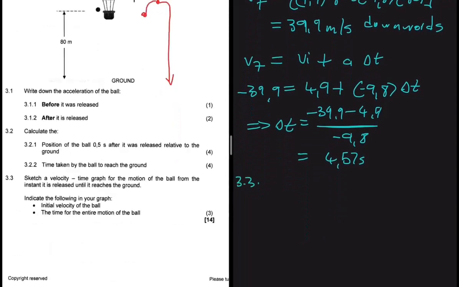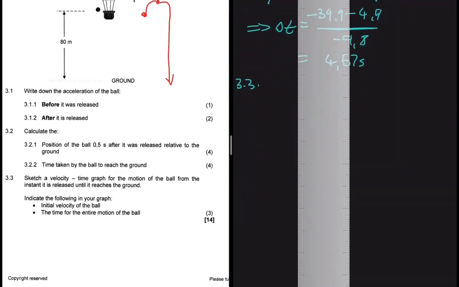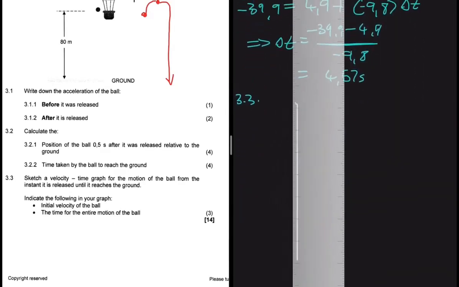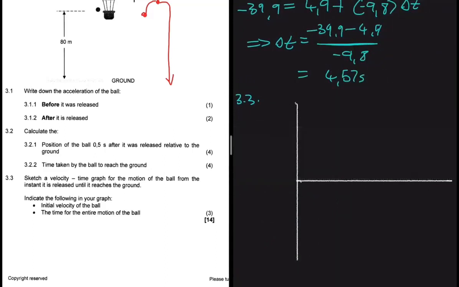Let's sketch a velocity time graph for the motion of the ball from the instant it is released until it reaches the ground. So let's go ahead and sketch our axes so that we can have a bit of clarity. So there goes our y-axis, and there goes our x-axis. So now we have something of this manner. Then on the x, we need the time, and on the y, we need velocity in meters per second. We're supposed to indicate the initial velocity of the ball, so let's go ahead and put that. We know that we started at 4.9.